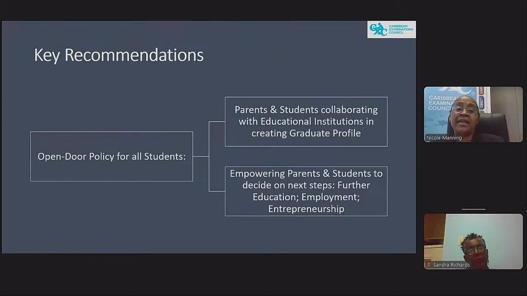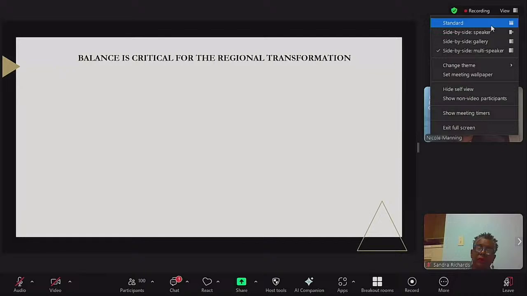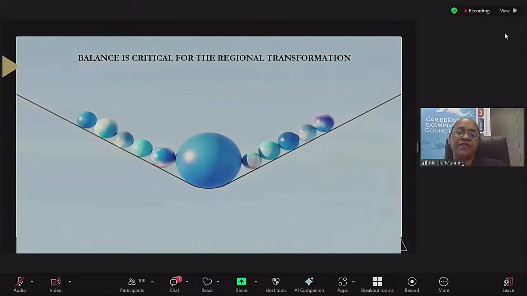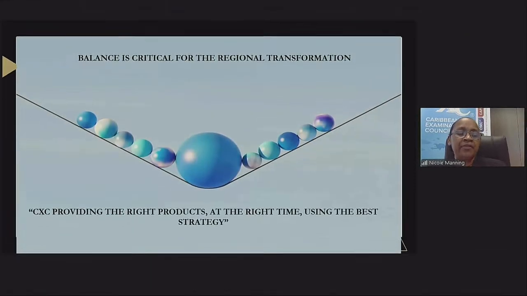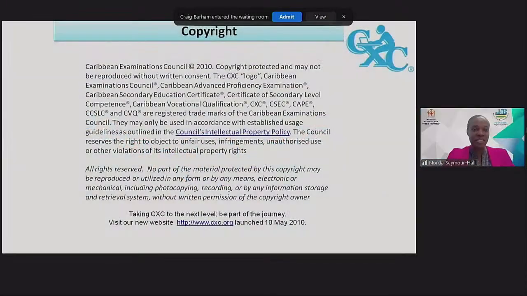I put to you the need for the open door policy for all students, allowing them to create their own graduate profile, as I would have shared earlier, allowing parents and students in collaboration with institutions to do so, and for them to be empowered to move to the next level, whether it be further education, employment, digital transformation, or entrepreneurship. The balance is critical for regional transformation. CXC is providing the right products at the right time using the best strategies. Thank you. Thank you so much.